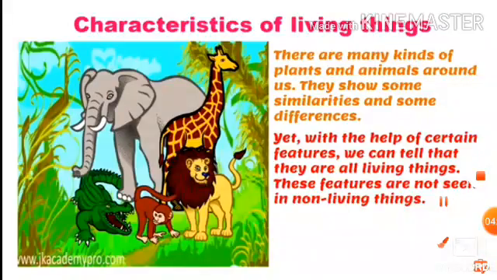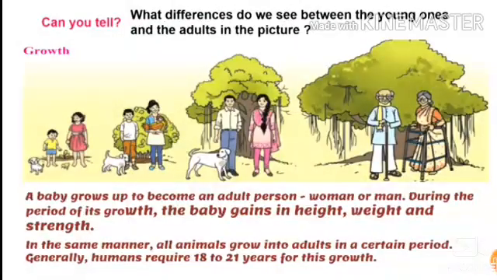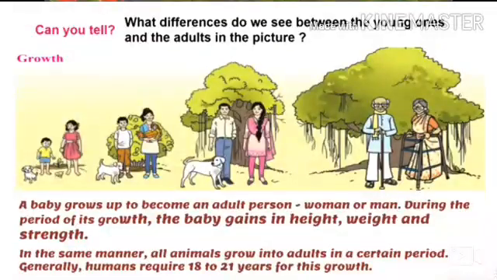Now here again look at the picture. What differences do we see between the young ones and the adults in the picture? See, in the first picture there is a small boy and a small girl. Small children are there. Along with them one puppy is there. Behind them one small sapling is there. In the second picture the young boy and young girl are there.